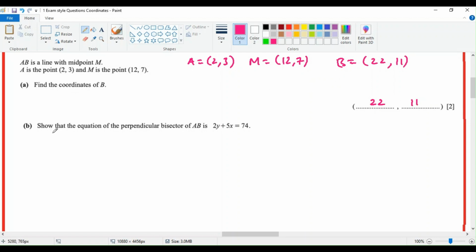Now it says show that the equation of the perpendicular bisector of AB is 2y plus 5x equals 74. Pretty easy. Taking the midpoint and substituting it here. That means 2 times y, which is 7, and 5 times x, which is 12. So let's see if it is 74. This is giving us 14 and this is giving us 60, and 60 plus 14 is going to give us 74. Now when we add these two, both sides are equal. That means it is proved.